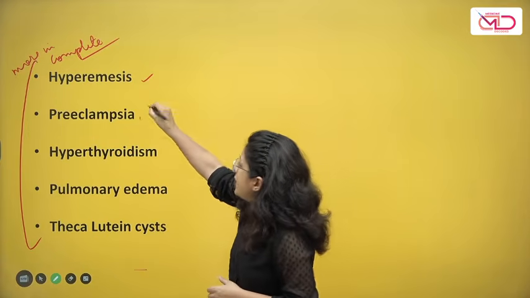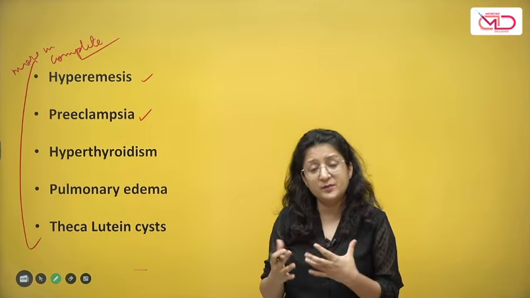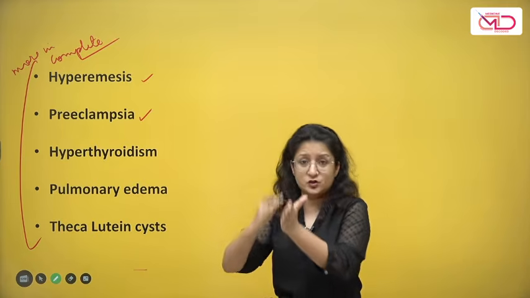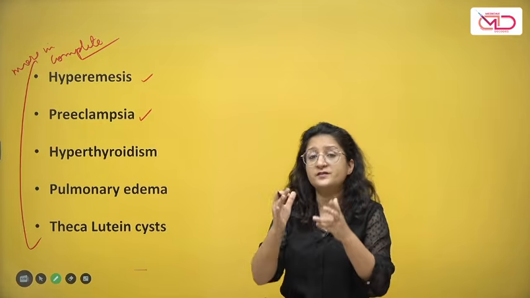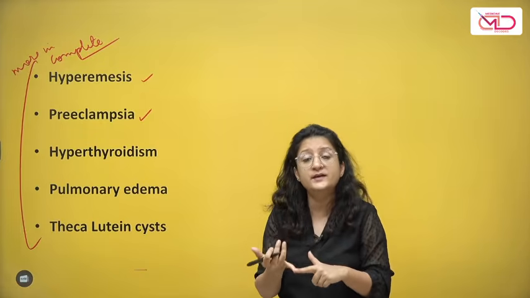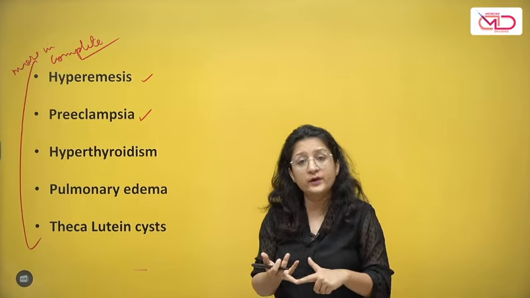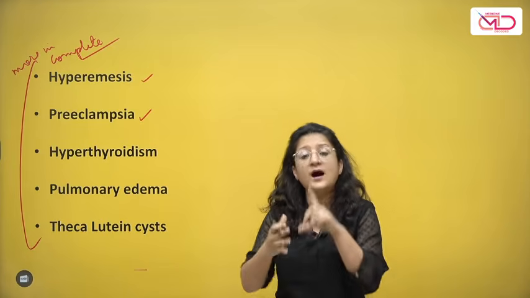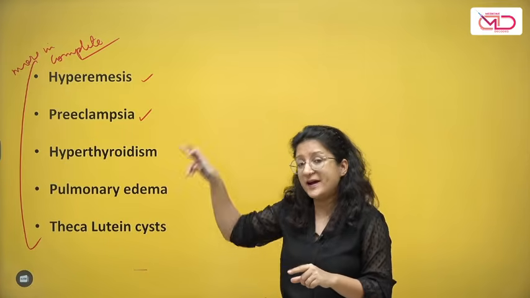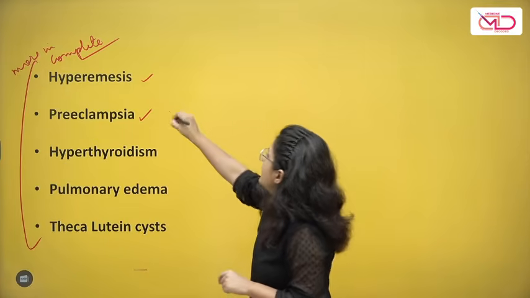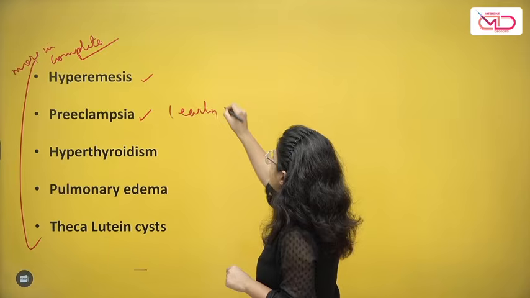And you can have early onset preeclampsia. Preeclampsia usually begins after 20 weeks of gestation. If the features of preeclampsia like hypertension, proteinuria, and end organ involvement are occurring early, we could suspect a molar pregnancy. So early onset preeclampsia.